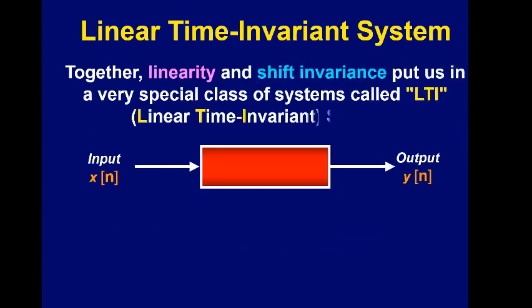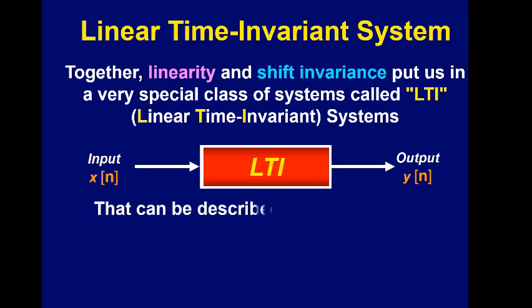Now, shift invariance or time invariance is critically important along with linearity in order to place us in the one kind of system that we can use our system analysis tools on, at least the ones that we'll be learning in this course. And together they make a system LTI, or linear time invariant. An LTI system has those two characteristics, those two classifications. They're linear and they're shift invariant.